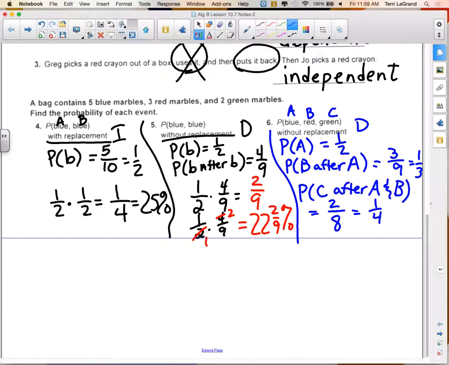Okay, now we're ready to multiply finally, aren't we? We have 1/2 times 1/3 times 1/4. Right? 1/24. We have a 1/24 probability that we're going to draw a blue marble, then a red, then a green, and none of them are going to be put back. And then we're going to take that and round, and try dividing it out and see what happens.